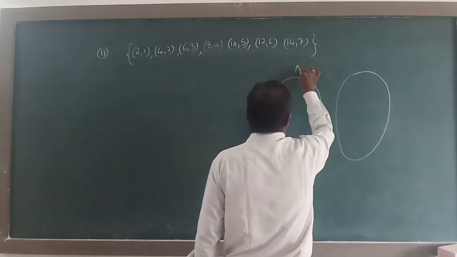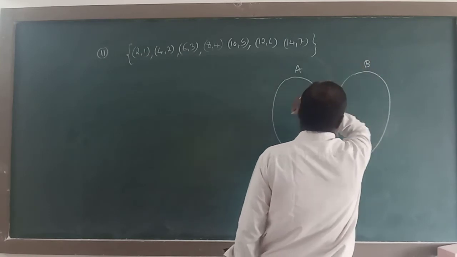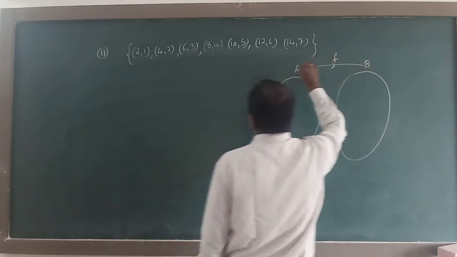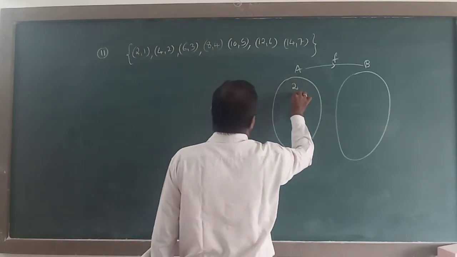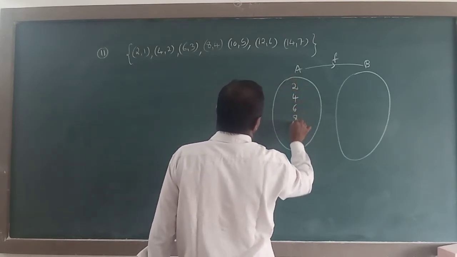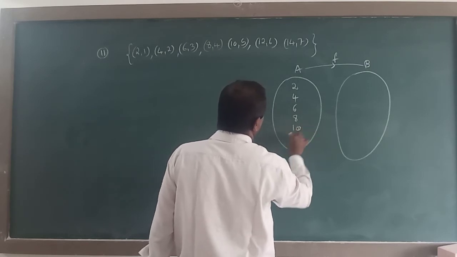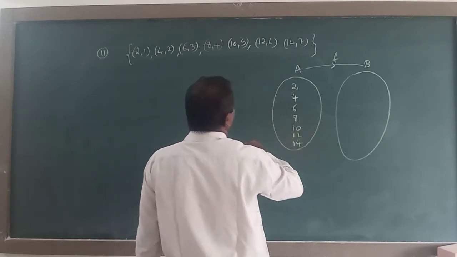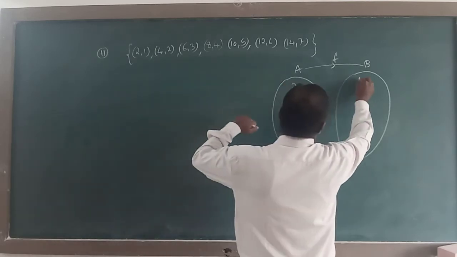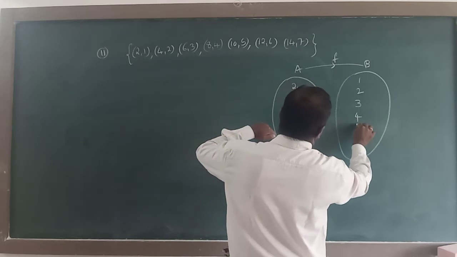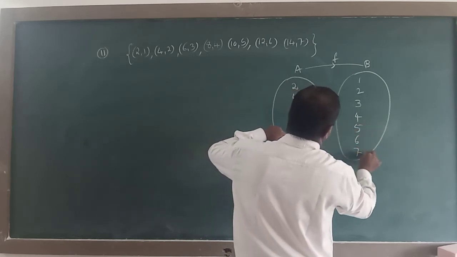Here A and here B. A to B is one function here. A is 2, 4, 6, 8, 10, 12, 14. And B is the set of elements 1, 2, 3, 4, 5, 6, 7.